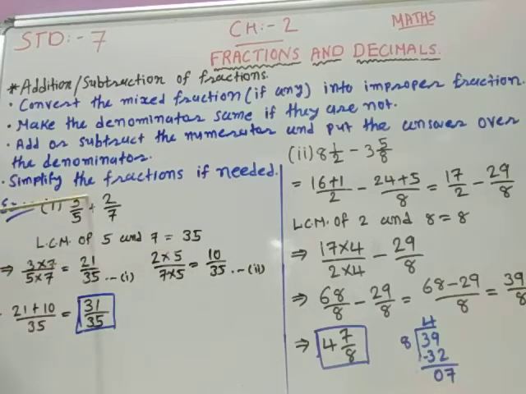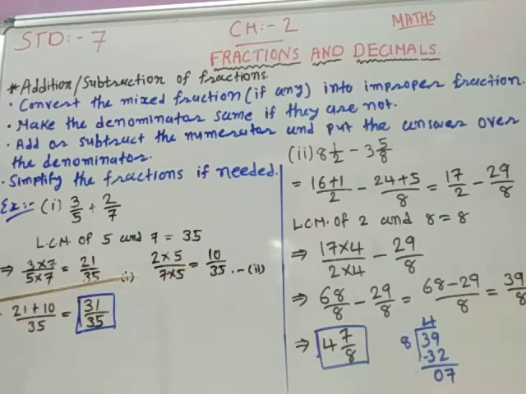Now first take this 3 upon 5. We need here 35. So for that we have to multiply numerator and denominator with 7. So 3 7s are 21, 5 7s are 35. Now let's take 2 upon 7. So multiply numerator and denominator with 5. So 2 5s are 10, 7 5s are 35.